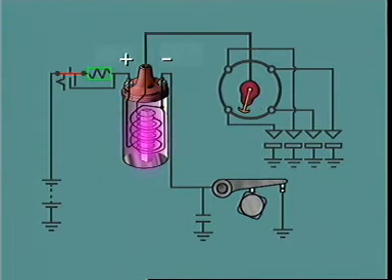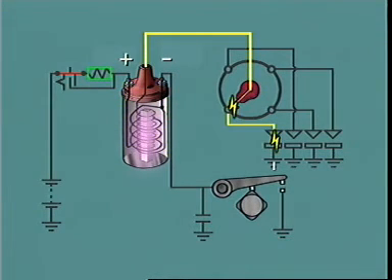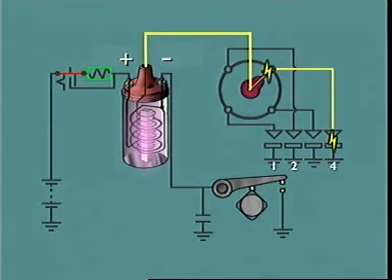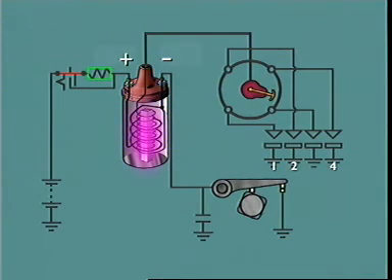By positioning the rotor arm opposite the electrode for number 1 cylinder when it is at the end of its compression stroke, then connecting successive leads in the engine firing order, each surge occurs in the correct sequence.